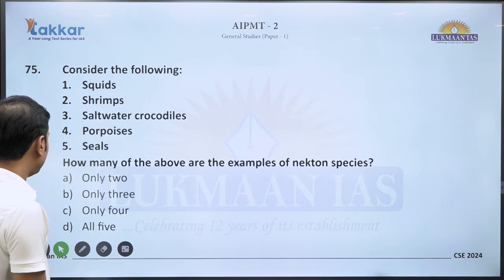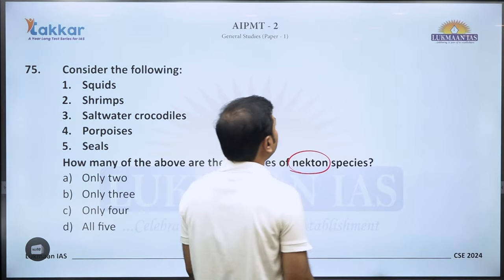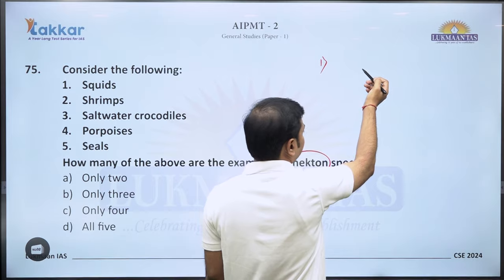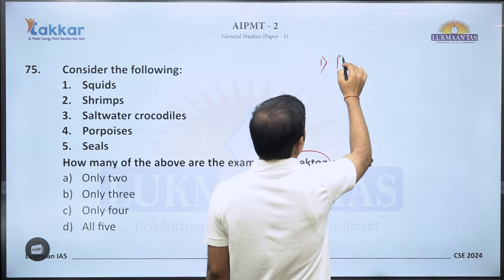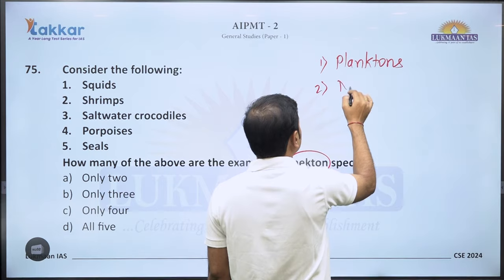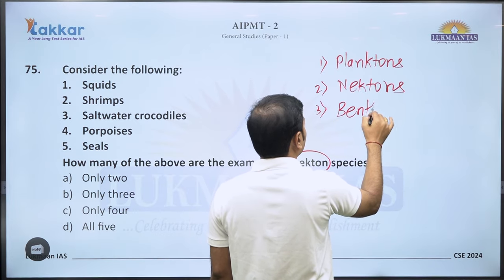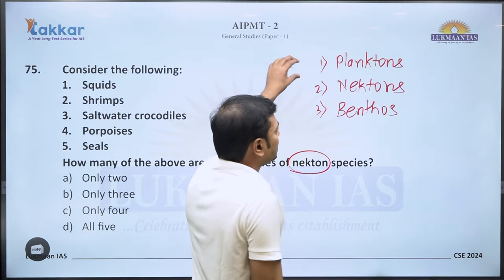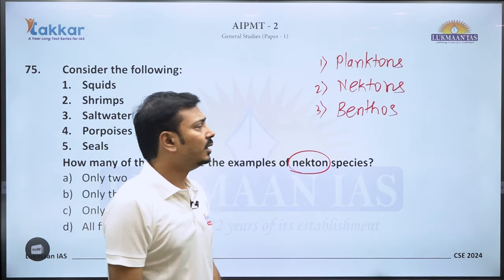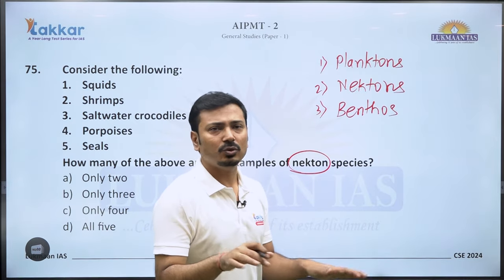Now again species based question, but it is a very easy one. We can say nekton species. What are nektons? There are three types of marine species that we can categorize. ठीक है, so first one we know that they are planktons, second nektons, and third benthos. है ना, in oceanography we learn about them. Planktons are like phytoplanktons, zooplanktons. They are autotrophic. They can make their own food, right? But they cannot, we can say, move by themselves. Rather, they are simply floating on the ocean surface, planktons.